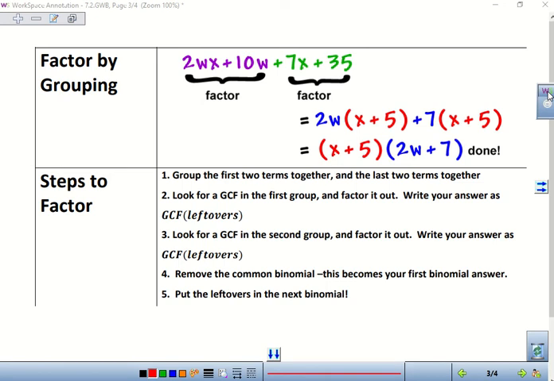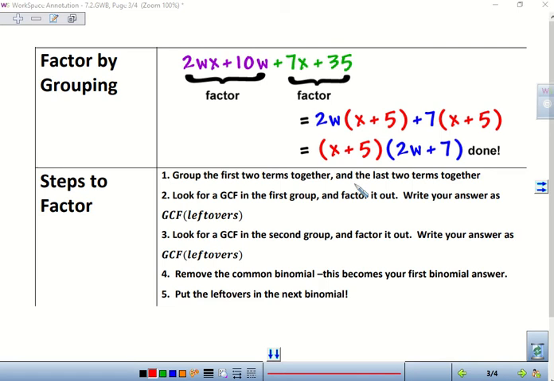You're going to be grouping your expression into several different groups so that you're able to factor it, because there's not a GCF within the entire expression, so you're breaking it up to identify a piece that you can pull a GCF out of. And then once you are able to factor out a piece, you're then going to combine those pieces together, okay? So the steps are to group the first two terms together and the last two terms together.